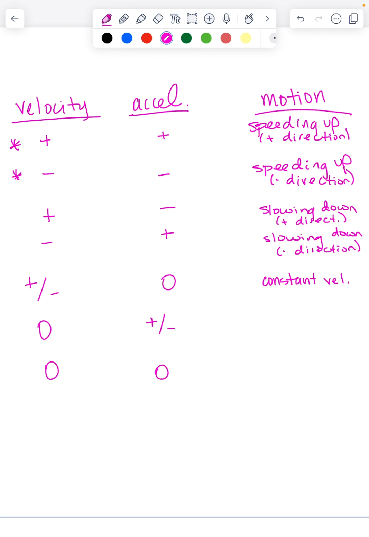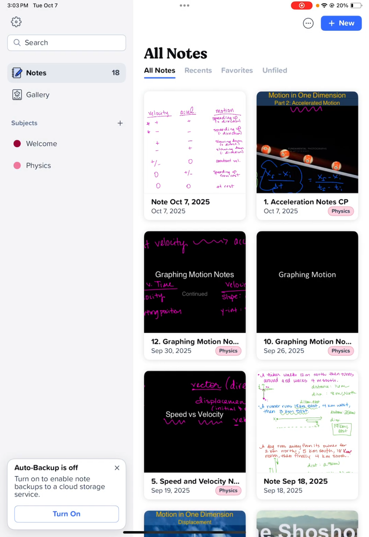Say my velocity is 0 and I have a positive or negative acceleration. All that means is that I am speeding up from rest. Now, this last one should be the absolute easiest. I have 0 velocity, 0 acceleration. That means that I am at rest. I am not moving at all. So you need to keep this handy. We are going to be referring back to it, so please make sure that you keep it, put big stars around it, all that good stuff.